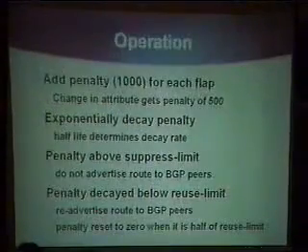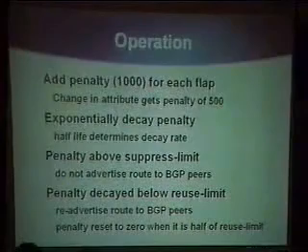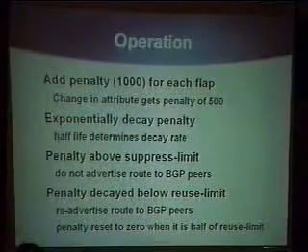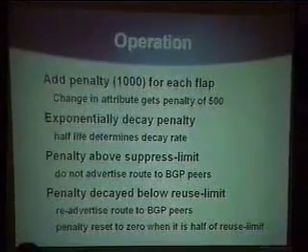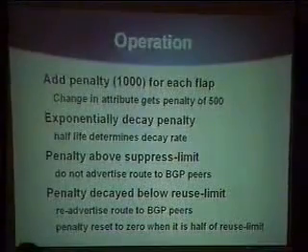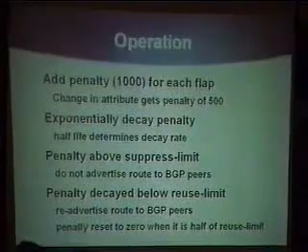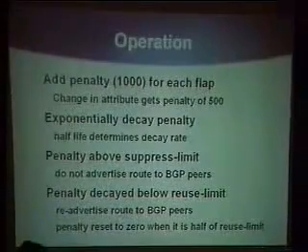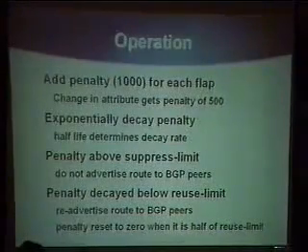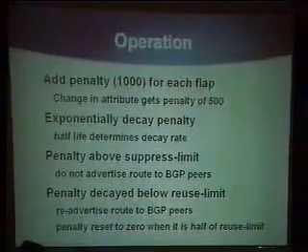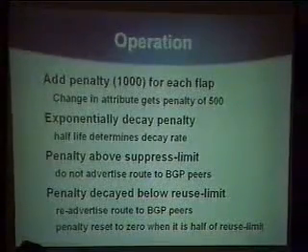The way it works is we add a penalty for each flap. The penalty is 1,000, for example. A change in attribute gets a penalty of 500. Again, this is implementation dependent. We want to exponentially decay the penalty, so half-life time is used to determine the decay rate. A penalty above the suppress limit means we don't advertise the route to our peers. Once the penalty has decayed below the reuse limit, we re-advertise the route to our peers. And then the penalty gets reset to 0 when it's half the reuse limit. In other words, all flap history is wiped out. That's basically how it works.